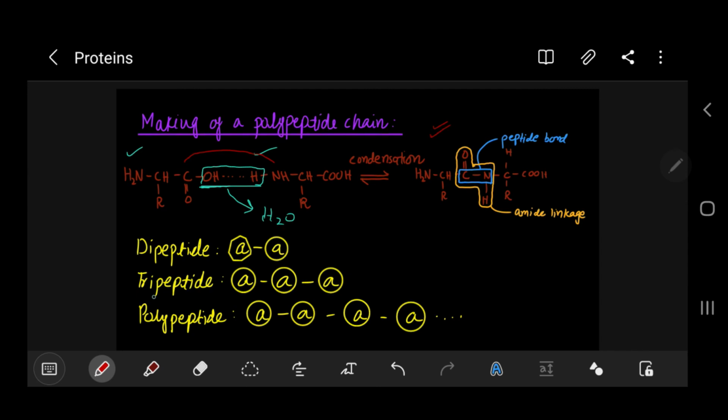Similarly we can form tripeptides, then we can form polypeptides. Similarly we attach many amino acids together. They form a long chain and act as monomers, and through multiple peptide bonds they are connected together to form a very long polypeptide chain, and hence they form proteins. We'll study about that next video.